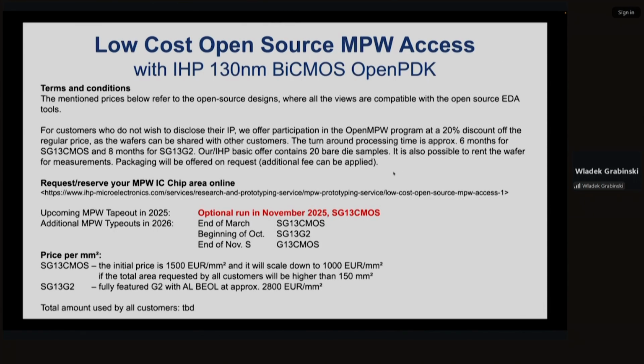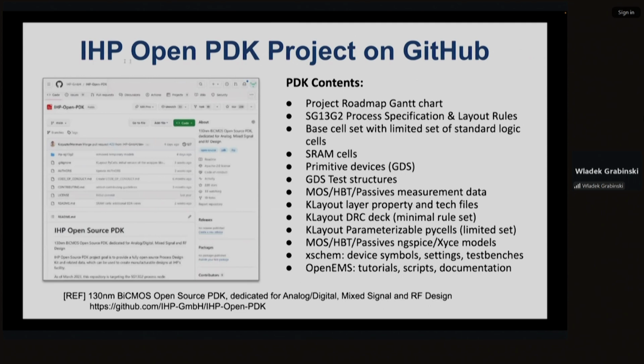In the meantime, we are offering low-cost open source multi-project wafer access for our 130 nanometer BiCMOS process. It was announced as an optional run for November. So this would eventually be a chance for you to submit your chips already this year. Now, the IHP OpenPDK is all free, available on GitHub.